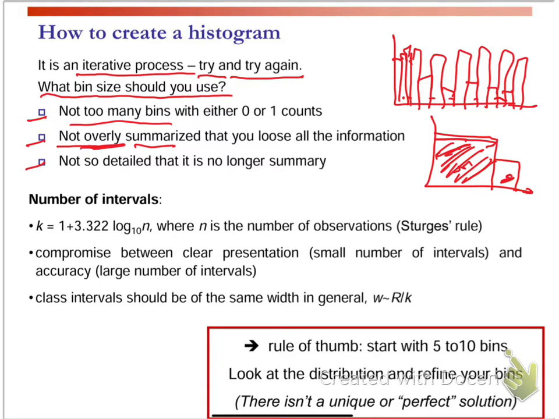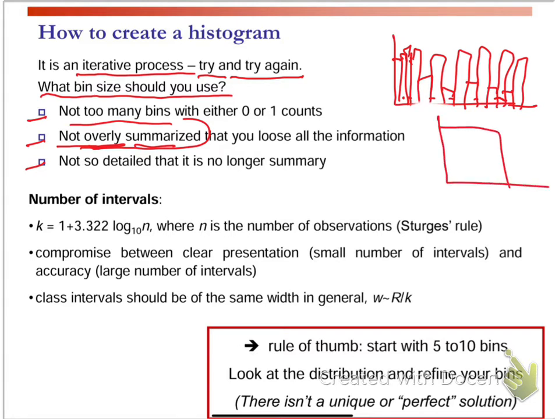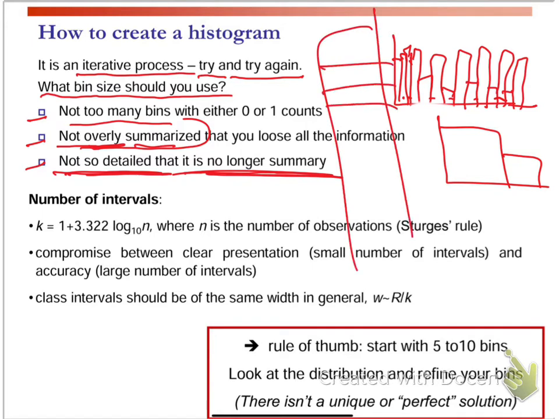So we should not have overly summarized like this one, only two blocks. This is overly summarized, which doesn't give any details, or only very limited details, to be more precise. Also, we should not be very detailed, so that it is no longer a summary. It became like a table of hundreds of data or tens of data. So what is the benefit of the histogram? No summary can be drawn from the histogram.